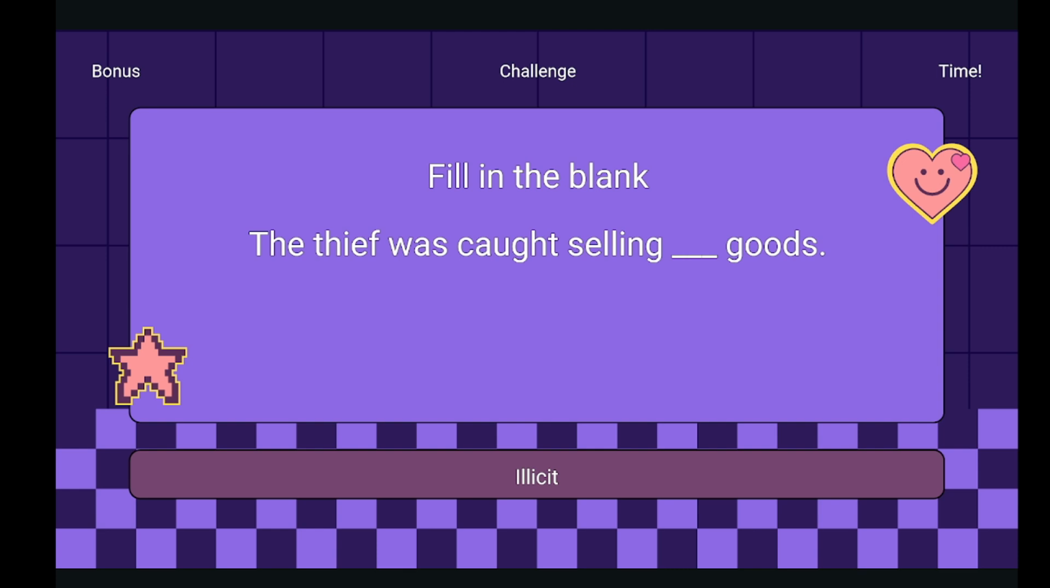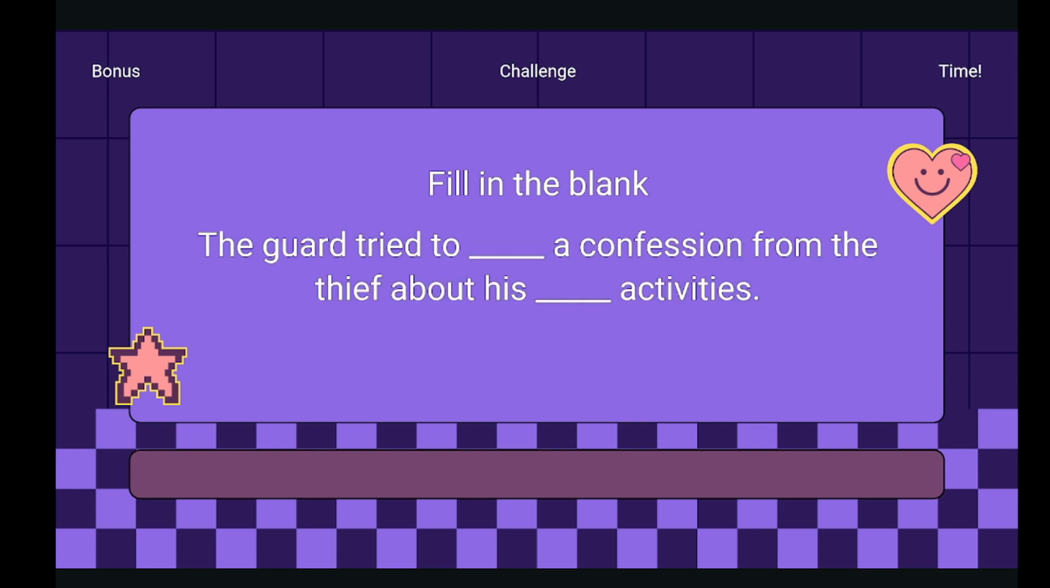Okay, our second bonus challenge is increasing the difficulty. It's going to be using both elicit and illicit together. The guard tried to blank a blank confession from the thief about his activities. Again, think about the sentence. Is it in a verb spot or like an infinitive spot? Or is it in an adjective spot? You got 5, 4, 3, 2, 1. So in the first slot, it's elicit, the longer one, and the second one is illicit, the illegal one. Okay, so how did you do? Are you doing good so far? Did you get 100% for this bonus question?